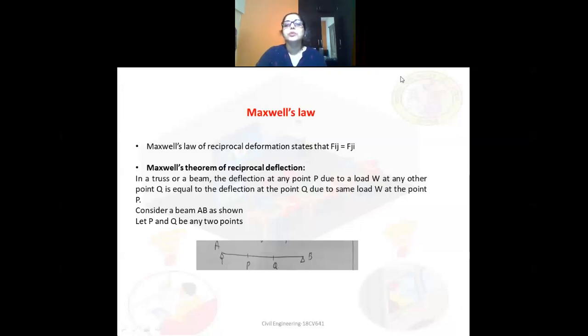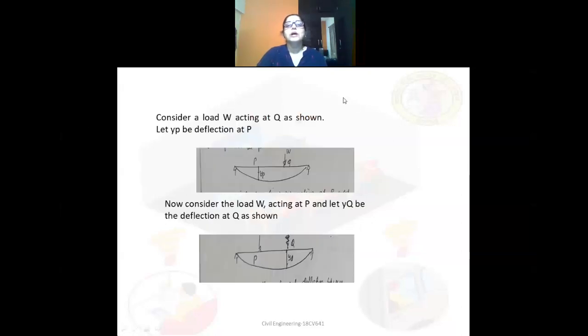So here you can see a beam and consider 2 points, P and Q. Now, consider a load W acting at Q. Due to this load at Q, what is the deflection happening at P? It is YP. Let me assume that the deflection at P is along the vertical direction, so I am writing it as Y. It is at point P, hence I am writing YP.